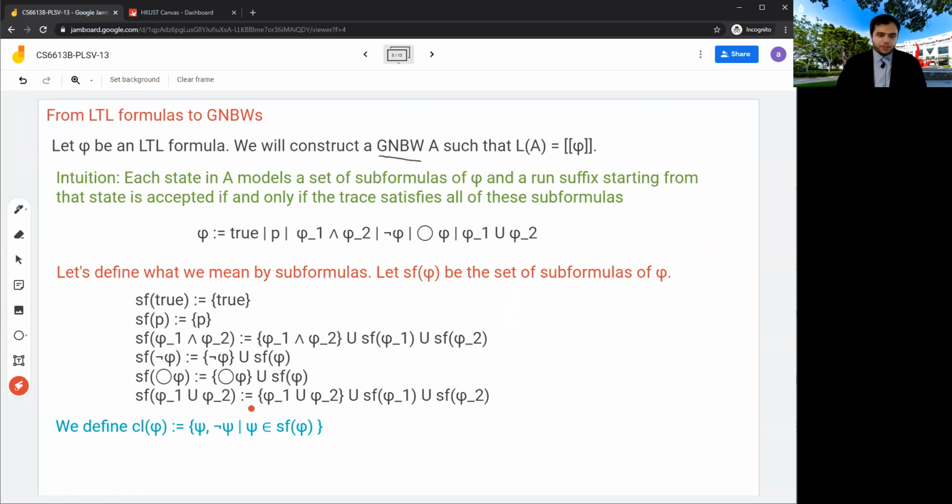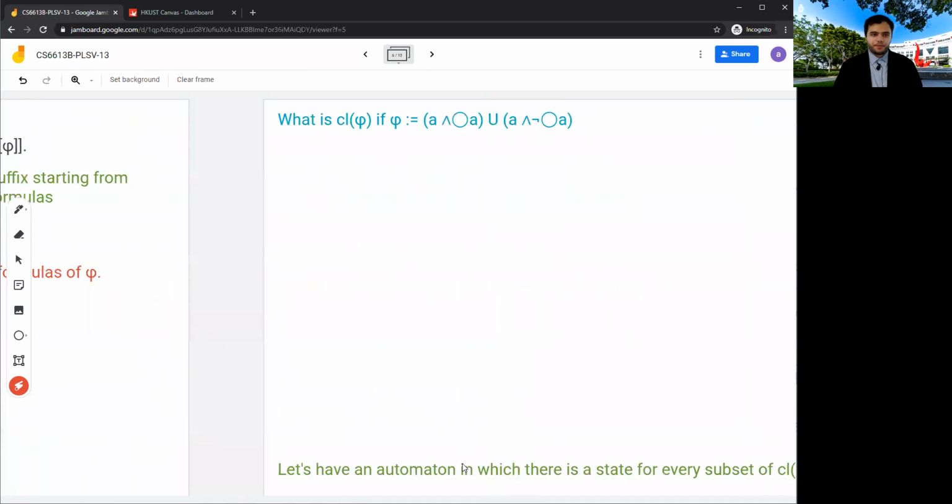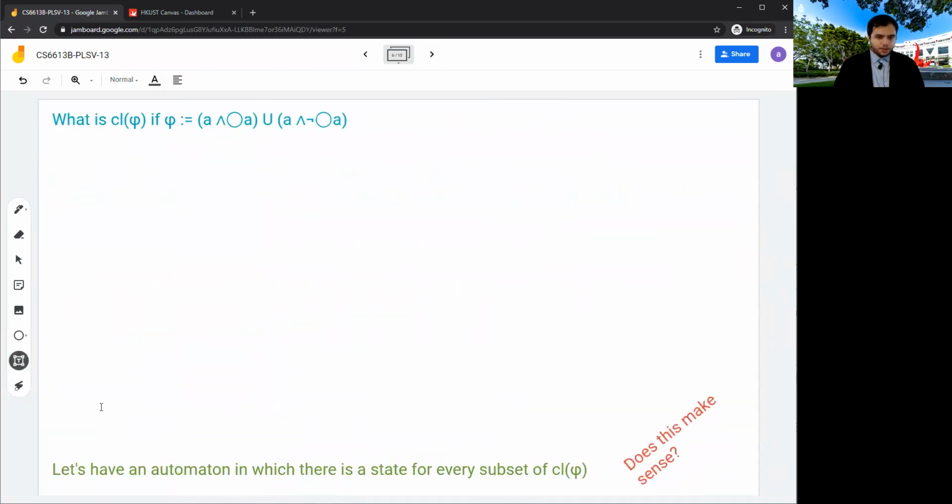And we also define something which is called closure, and the closure of a formula phi is basically the set of its subformulas and also the negations of the subformulas. So if psi is a subformula of phi, then both psi and negation of psi are in the closure of phi. Okay, so let's do an exercise.